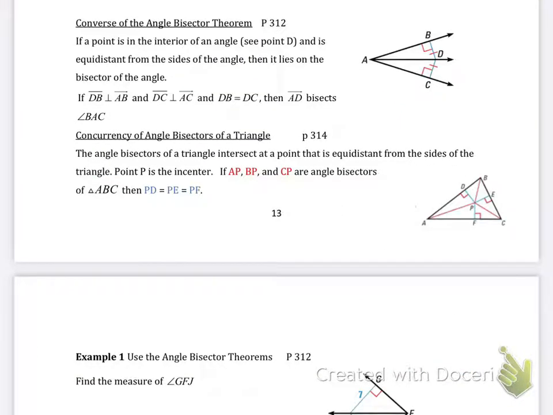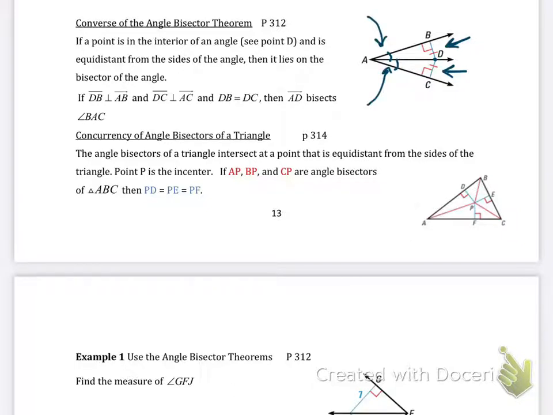Okay, so the converse of the angle bisector theorem is this. If you see that this point D is equidistant from B as it is from C, then you know, okay, that point must be on the angle bisector. So once you see these right angles and equal signs on those two segments, then you know this has happened.